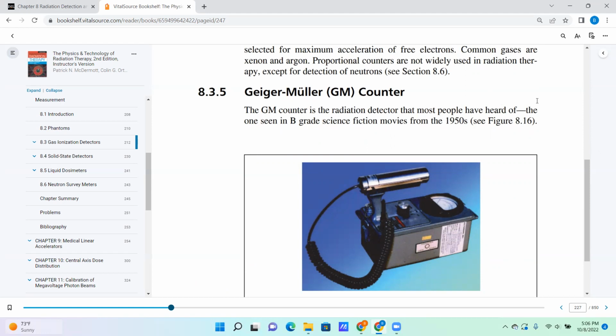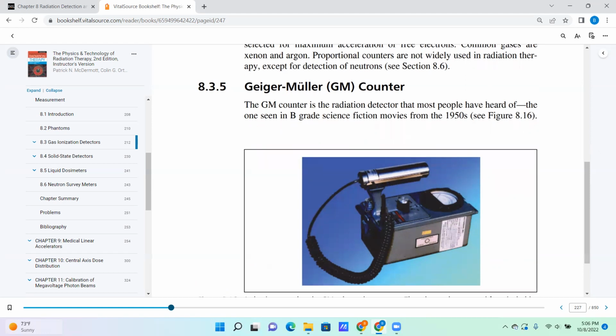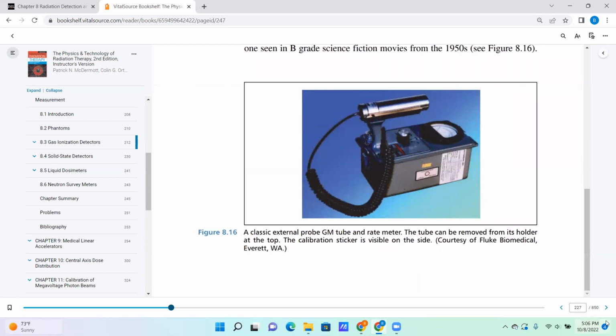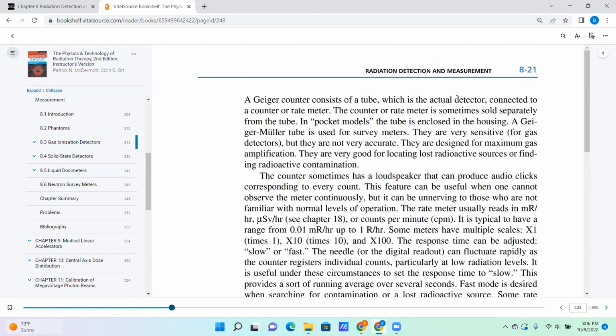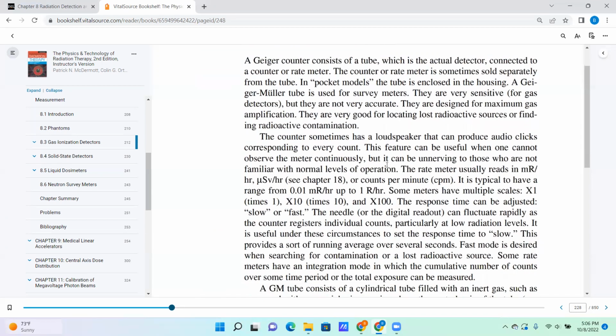It is the radiation detector that most people have heard of. It consists of a tube, which is an actual detector, connected to a counter or rate meter. The counter or rate meter is sometimes sold separately from the tube. In pocket models, the tube is enclosed in the housing. A Geiger-Mueller tube is used for survey meters. They are very sensitive for gas detectors, but not very accurate. They are designed for maximum gas amplification. So in other words, if you're looking for a lost radioactive source, this is a good way to try to find it.